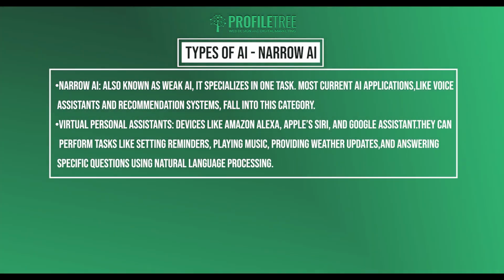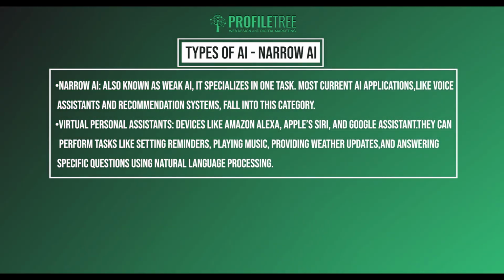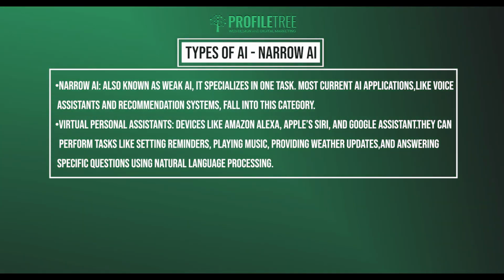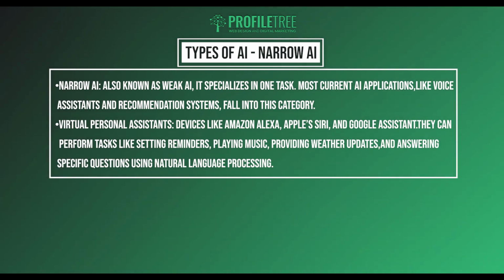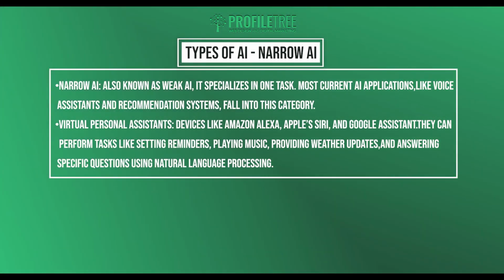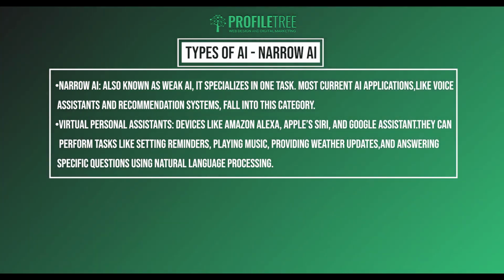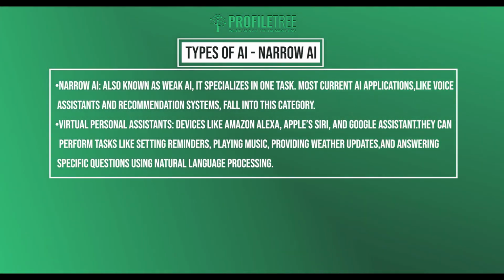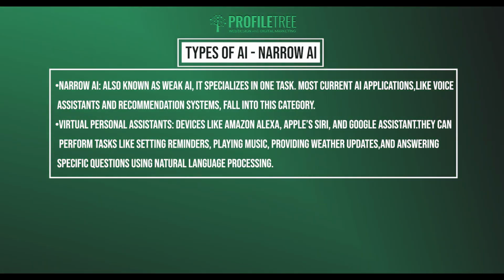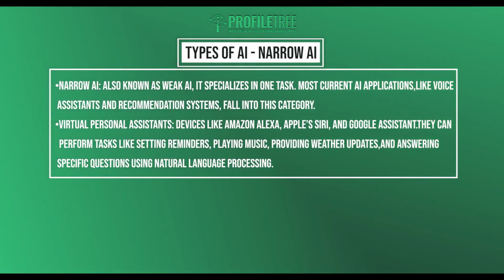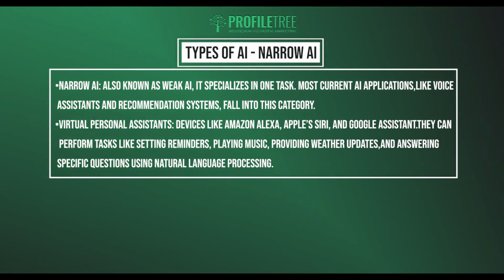Now, to further explain narrow AI, firstly, you've got virtual personal assistants. So like your household devices, Amazon Alexa, your phone, which is Apple Siri, and Google Assistant, they can perform tasks like setting reminders, playing music, providing weather updates, and answering specific questions using natural language processing.